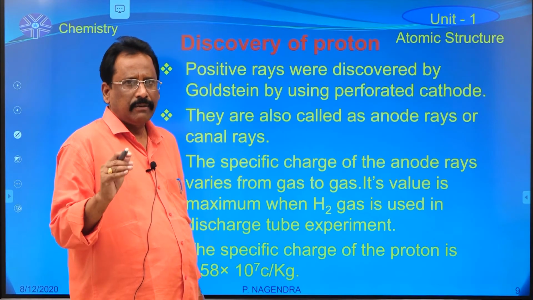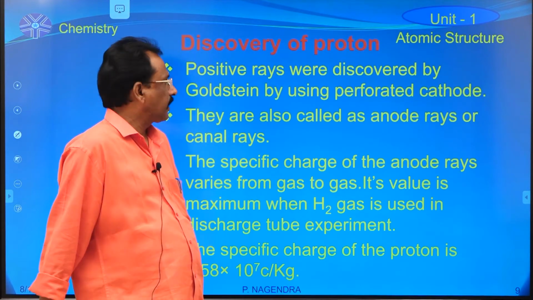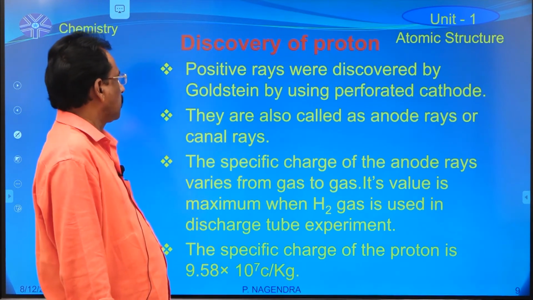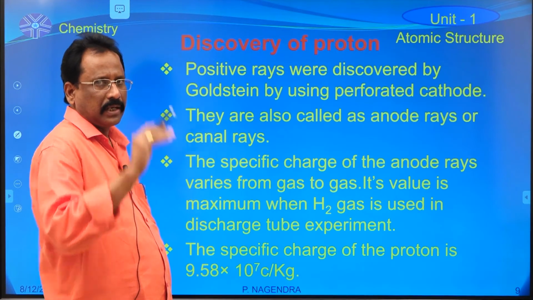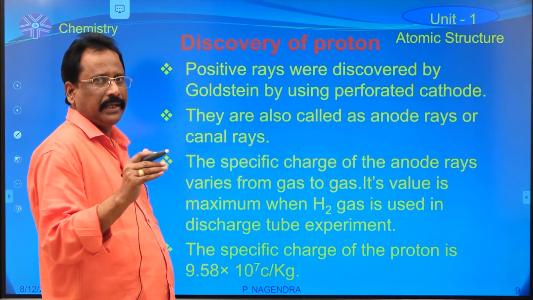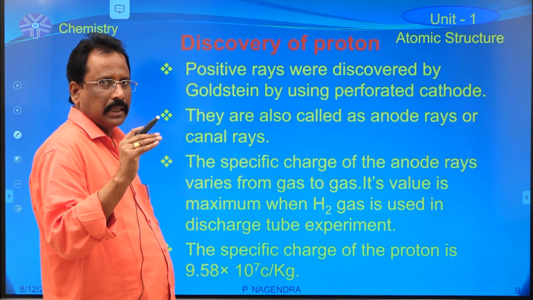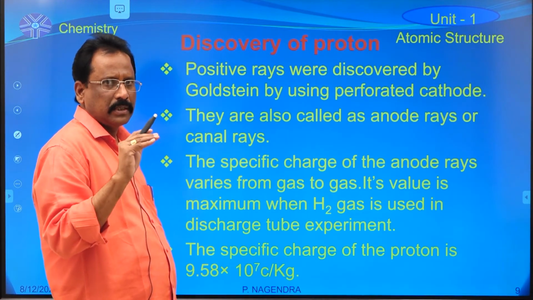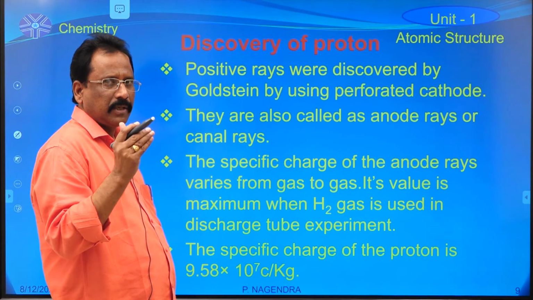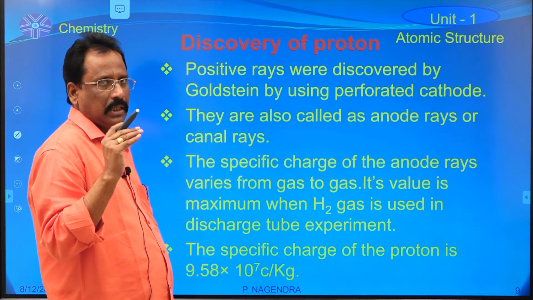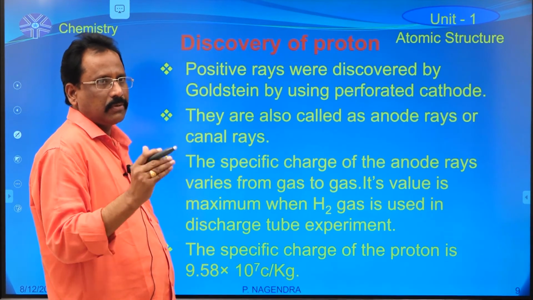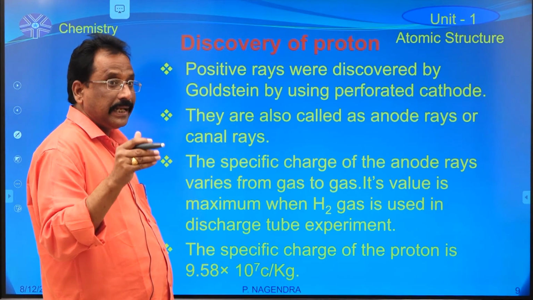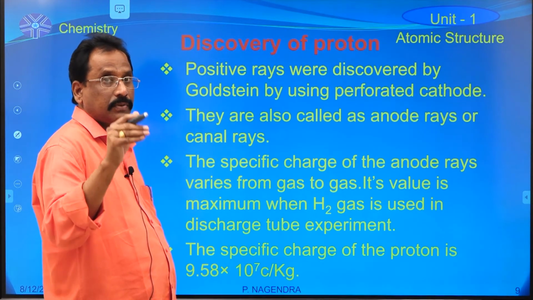Now, the second fundamental particle present in an atom is proton. Its representation is 1H1. In the similar way, electron representation is e with minus 1 charge, 0 mass. 0 mass means the mass is very negligible. It is already known to you. Its value is 1 by 1837th the mass of the hydrogen atom.